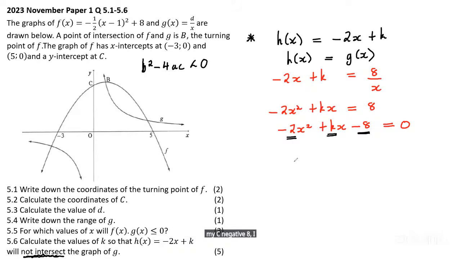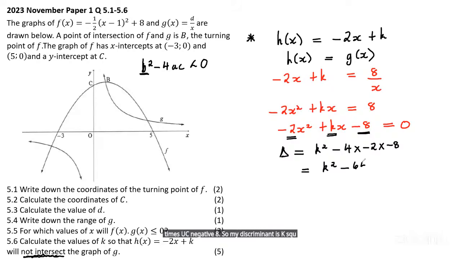I can get my discriminant. The discriminant will be b squared. B is k, so k squared minus 4 times a, negative 2, times c, negative 8. So my discriminant is k squared minus 64. All right? So that's the discriminant.